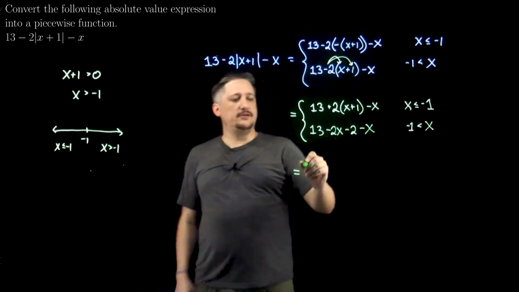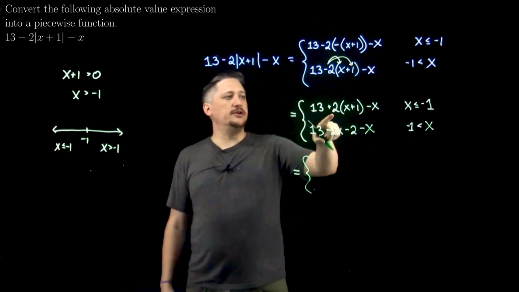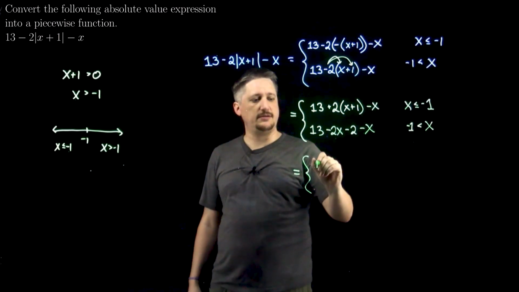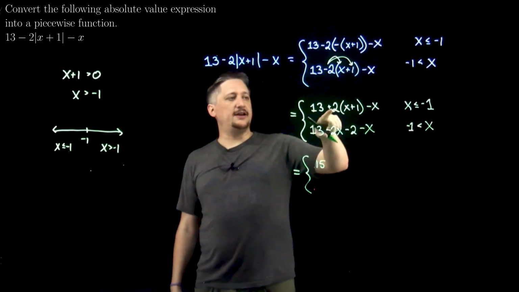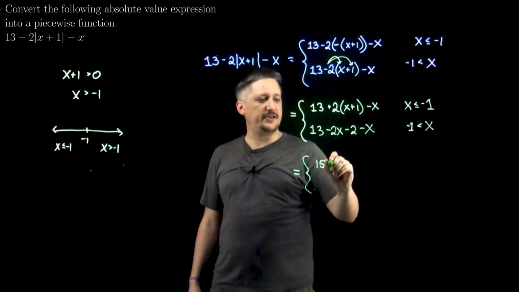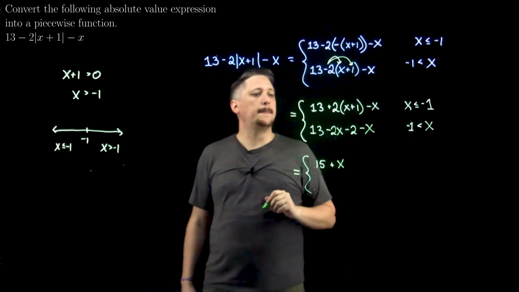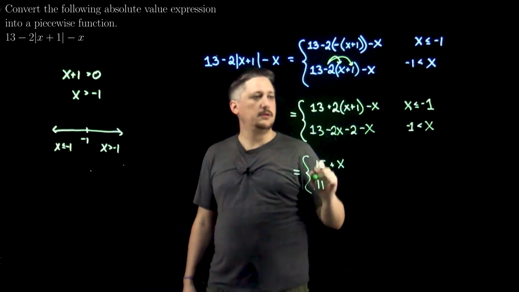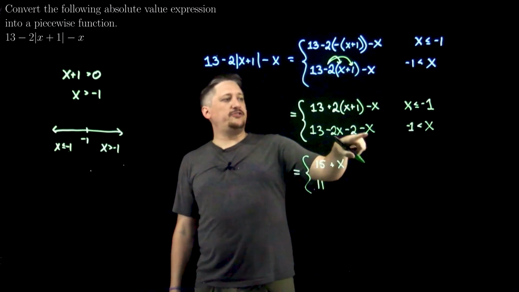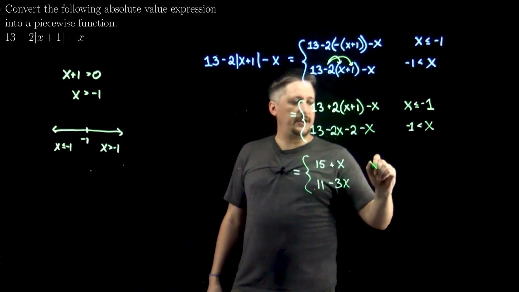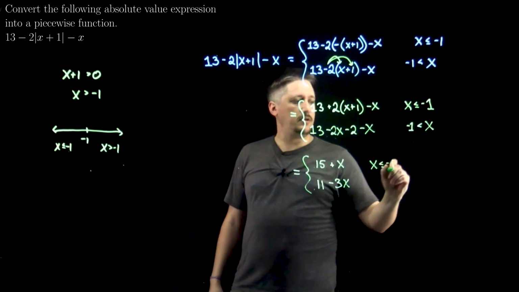Okay. So now I can further simplify. So here I'm going to have 13 plus 2 times 1, so that's going to be 15. And then I have 2 times x minus x, so that's 2x minus x, which is just plus x. Then down here, I have 13 minus 2, so that's 11. And then minus 2x minus x is minus 3x. And that is for x less than or equal to -1 and -1 less than x.